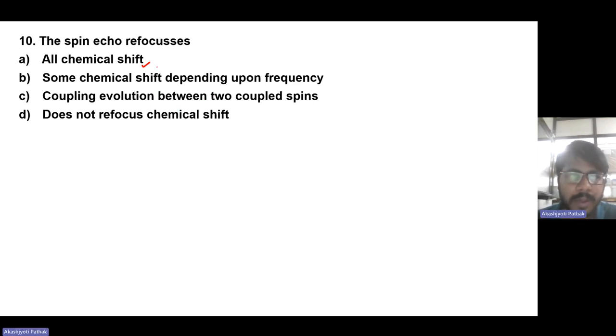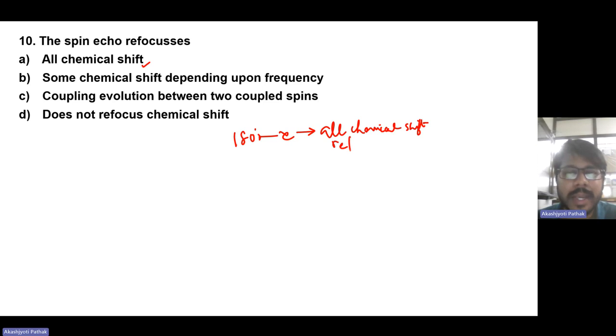So the spin echo refocuses all the chemical shifts. Once this 180-degree pulse is applied and then we wait for another tau second, after that all the chemical shifts will get refocused.